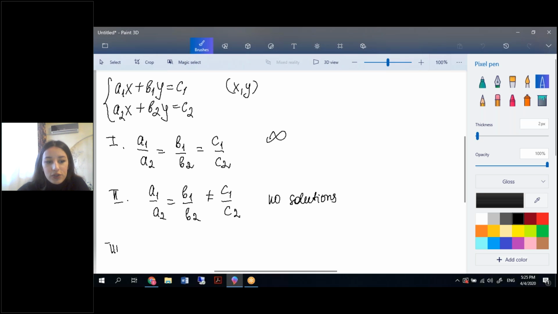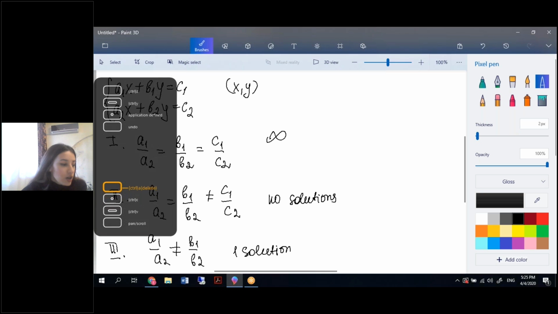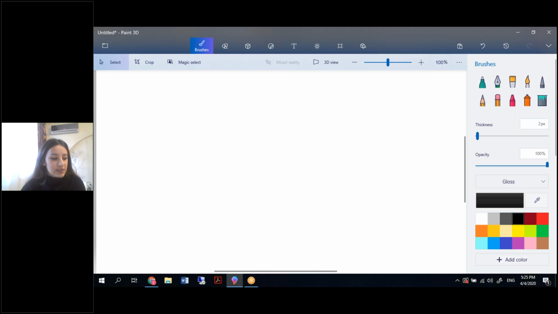And also we have this third case. Here we don't even need this part, because if a1 divided by a2 does not equal b1 divided by b2, then our simultaneous equations have one solution. So now, as we know the cases and the rules, we can solve examples related to these cases. Let's start with the first example.